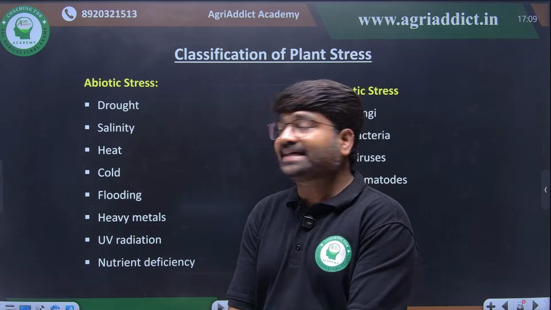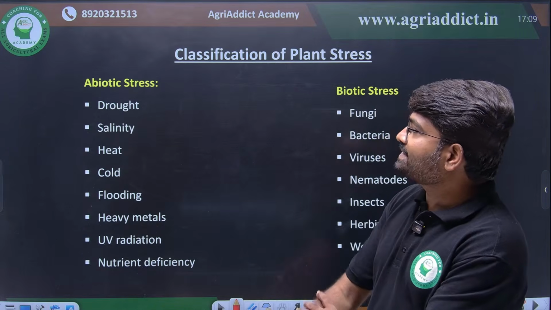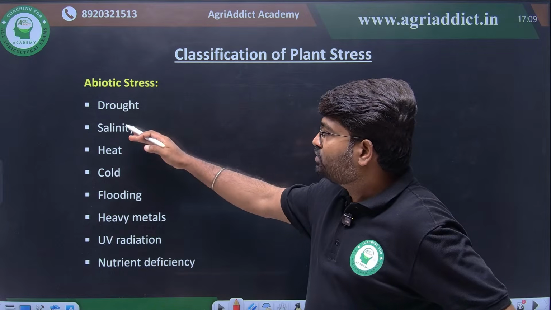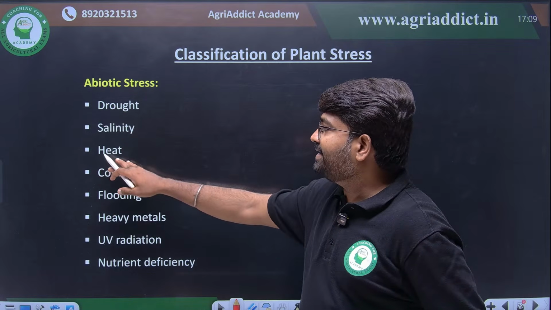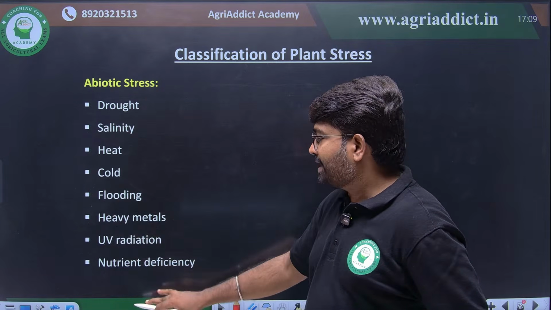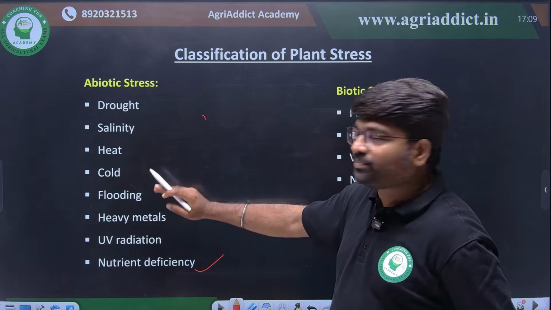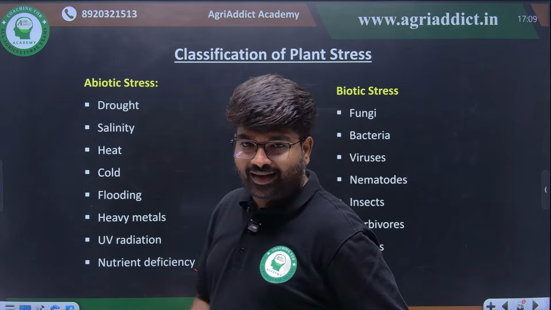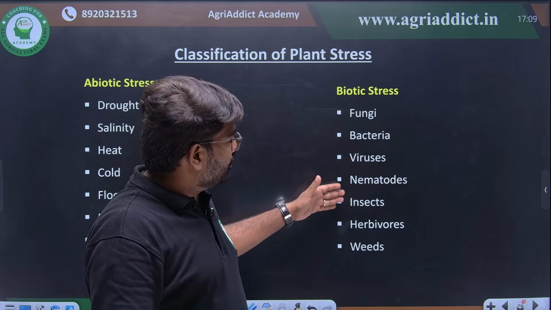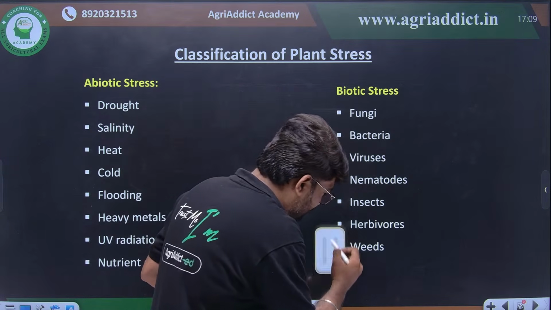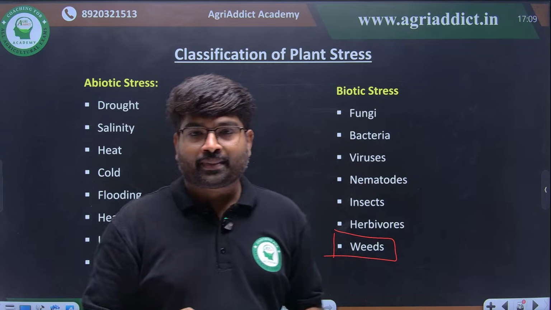If you see the classification, this example is very important. What are the examples of abiotic stress? Drought, salinity, heat, cold, flooding, heavy metals and nutrient deficiency. These are the typical examples for abiotic stress. In biotic stress, you see fungi, bacteria, virus, nematode, insect, herbivores, and weeds. This is another important thing: weed is an example for biotic stress.